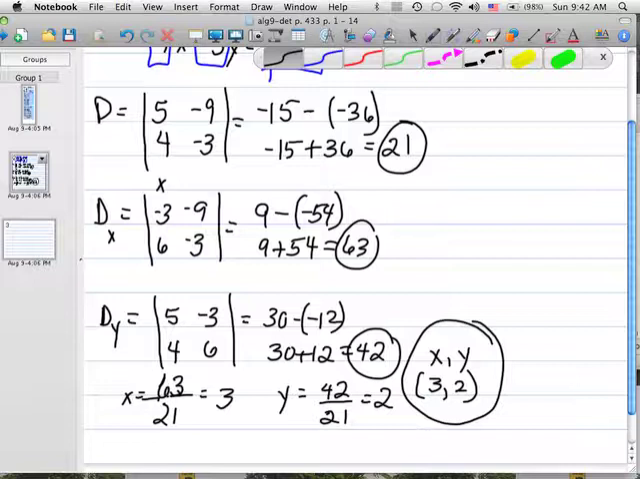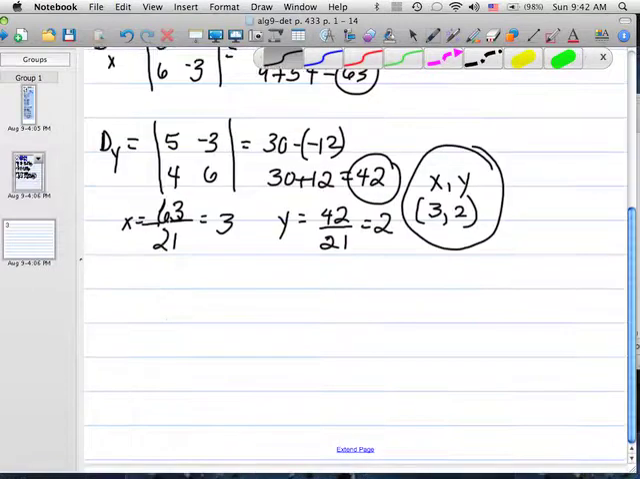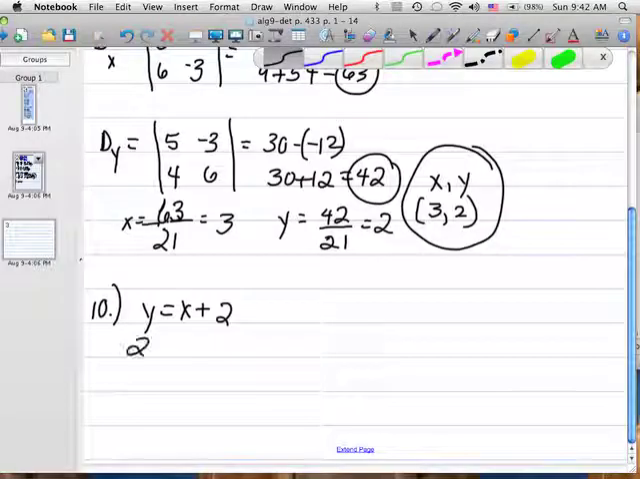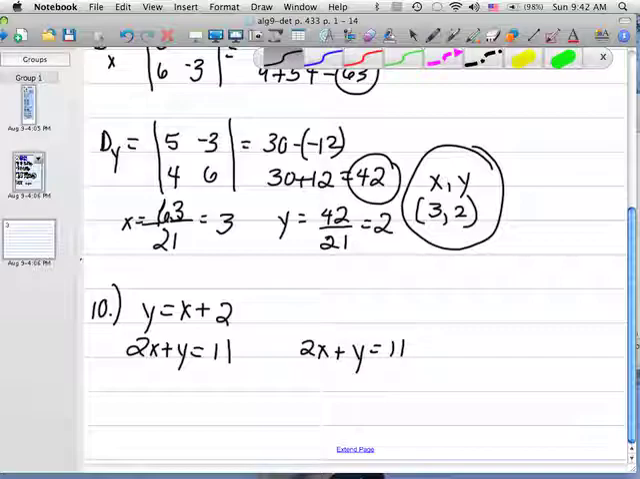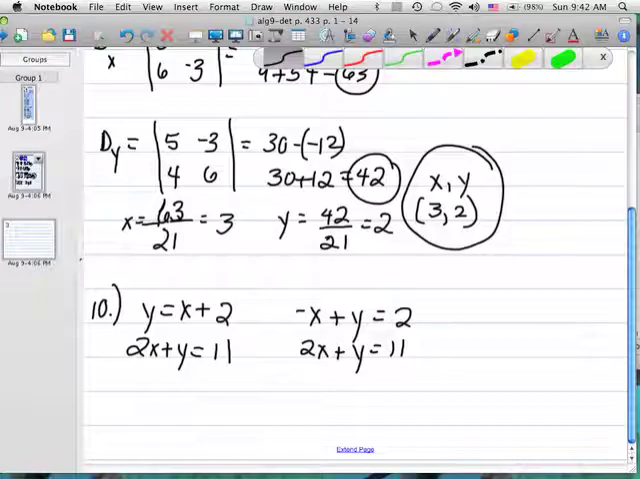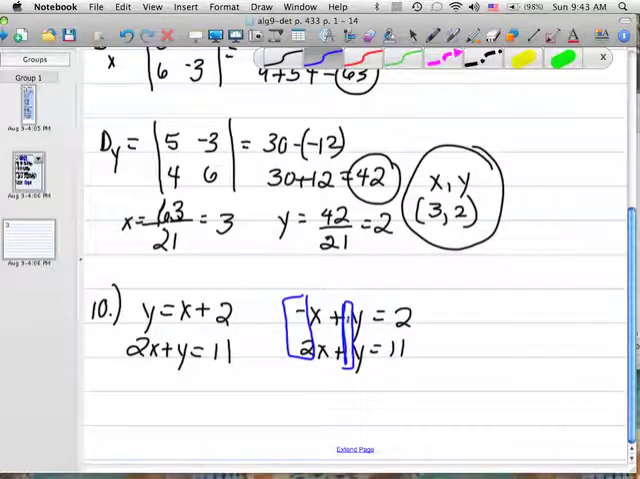Problem number 10. y equals x plus 2 and 2x plus y equals 11. The second one is in standard form. The first one is not. And remember, the x has to go first, so I'm moving the x over here. It's -x plus y equals 2. Make sure your variables are in the same order. So my coefficients are -1 and 1 for x and 1 and 1 for y, and the constants are 2 and 11.